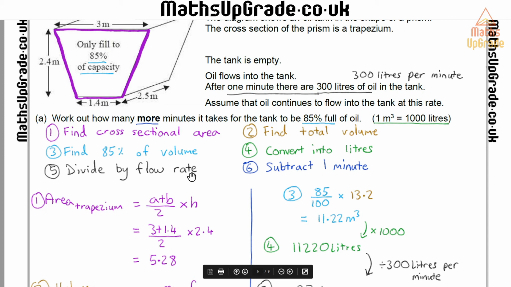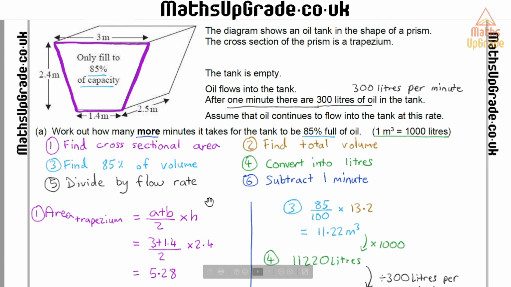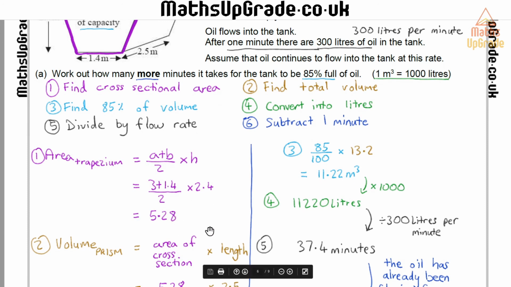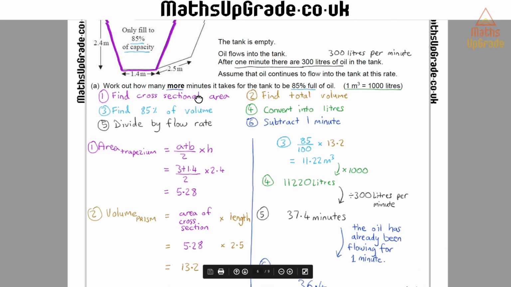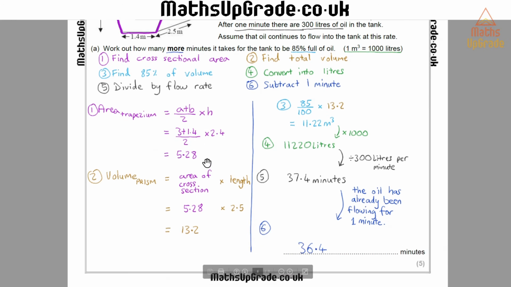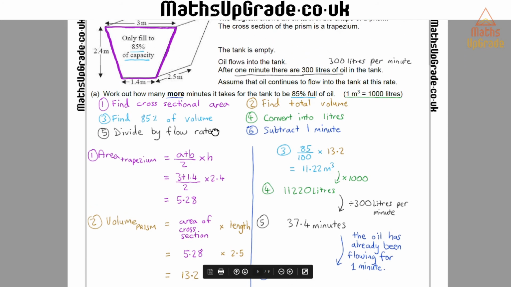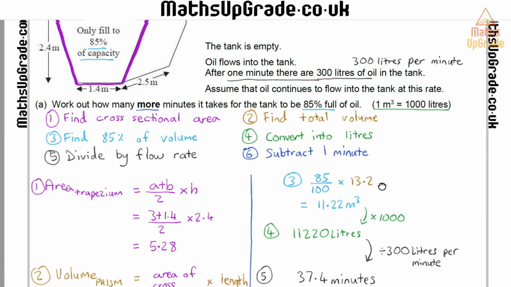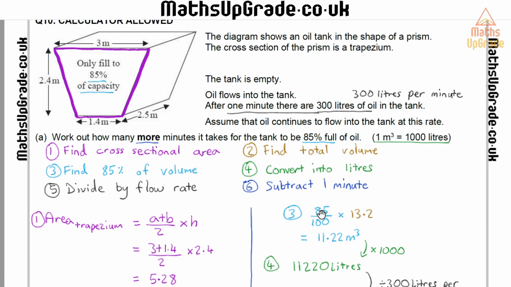Now I can find the total volume of this tank. Since the total volume is given by the area of the cross section, which I found here, multiplied by the length, and the length I can see in the diagram is 2.5. So multiply those together, I'll get 13.2. The next part of this question, I need to find 85% of that volume. I found the complete volume here, but we only need to see when it's 85% full. So to find 85%, I can just do 0.85 times 13.2, which is 11.22 meters cubed.